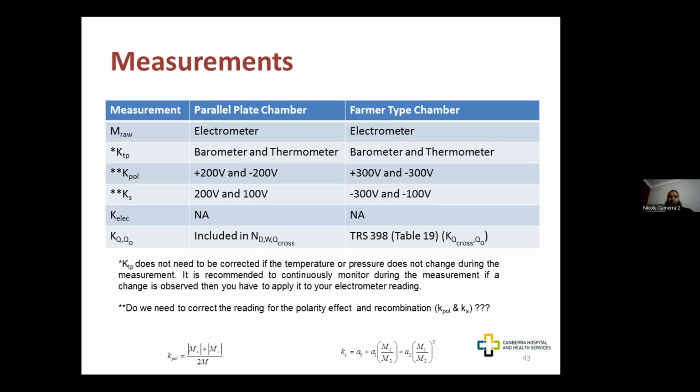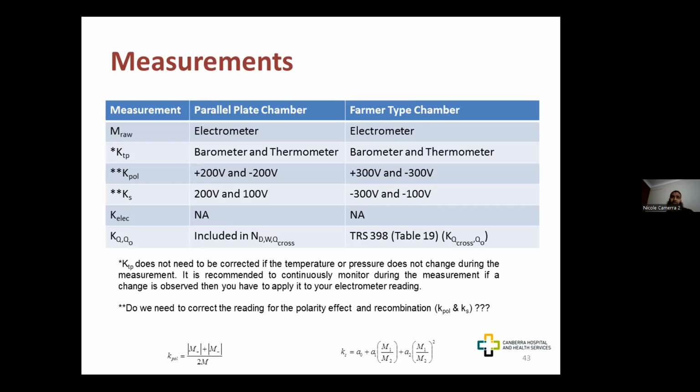So basically, as you increase the pressure, you get more molecules in the cavity of the chamber. And if you have a high temperature, the distance between the molecules will be increased. So then you get a lower number of air molecules in the cavity of the chamber. So then it affects your ionization basically. So that's why you have to correct it.